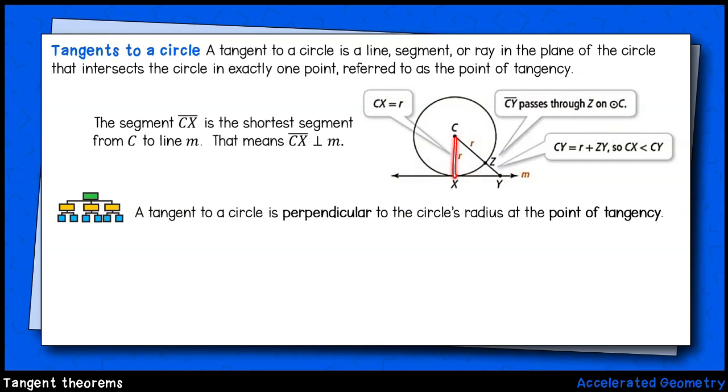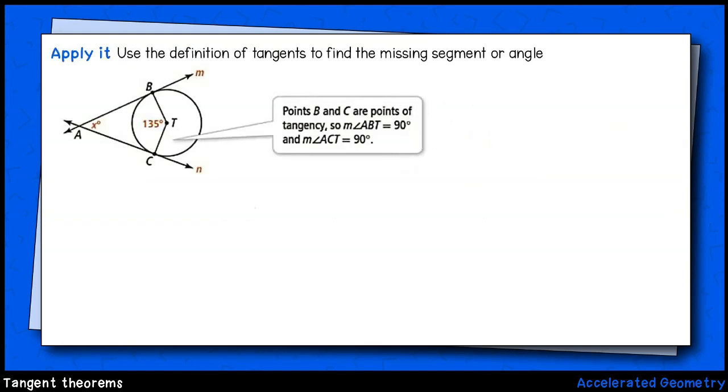That is the shortest segment drawn from the center of the circle to the point on the circle itself. This radius, drawn between the center and the point of tangency, will make a right angle with the tangent line. So in summary, a tangent to a circle is perpendicular to, that means forming a right angle, 90 degrees, the circle's radius at that point of tangency. Let's apply the definition of tangents in a few examples.